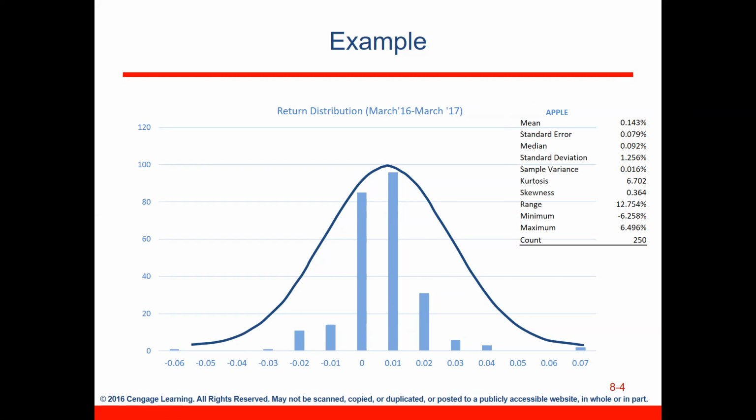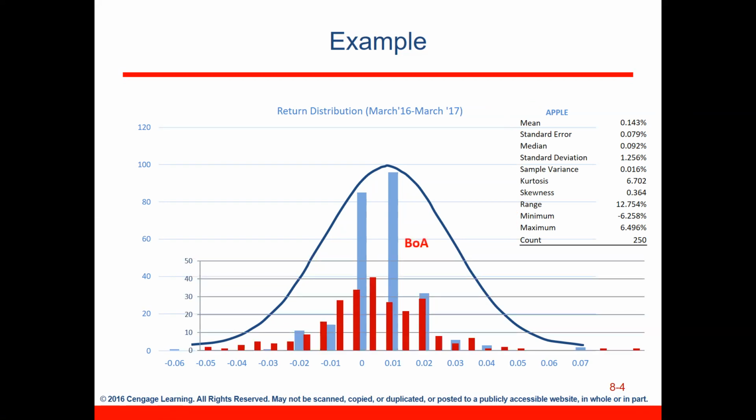So this is Apple, and now I'm going to show you Bank of America, okay? So the red columns, as you might see, are more dispersed than the blue columns. You see Apple returns are more concentrated in the middle, but Bank of America returns have very dispersed data in the tail. You see those?